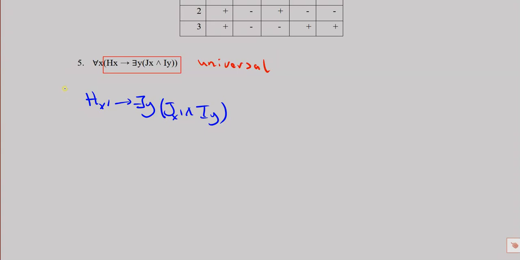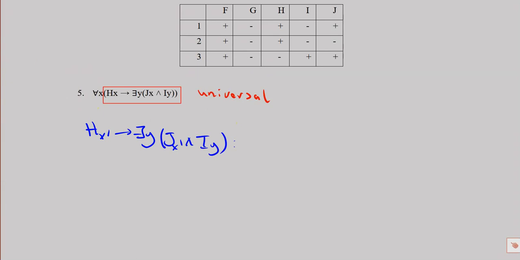Now, is this thing true? Let's find out. hx1 is true: 1 is in the extension of h. Now the question is whether this thing is true. Notice that here we are dealing with a conditional. Again, we need to know the truth value of the antecedent and the consequent. The consequent in this case is an existential, right? So it is true if there is at least one thing that satisfies this thing in the box. So let's find out if there is at least one thing that satisfies the thing in the box. Let's start with object 1.